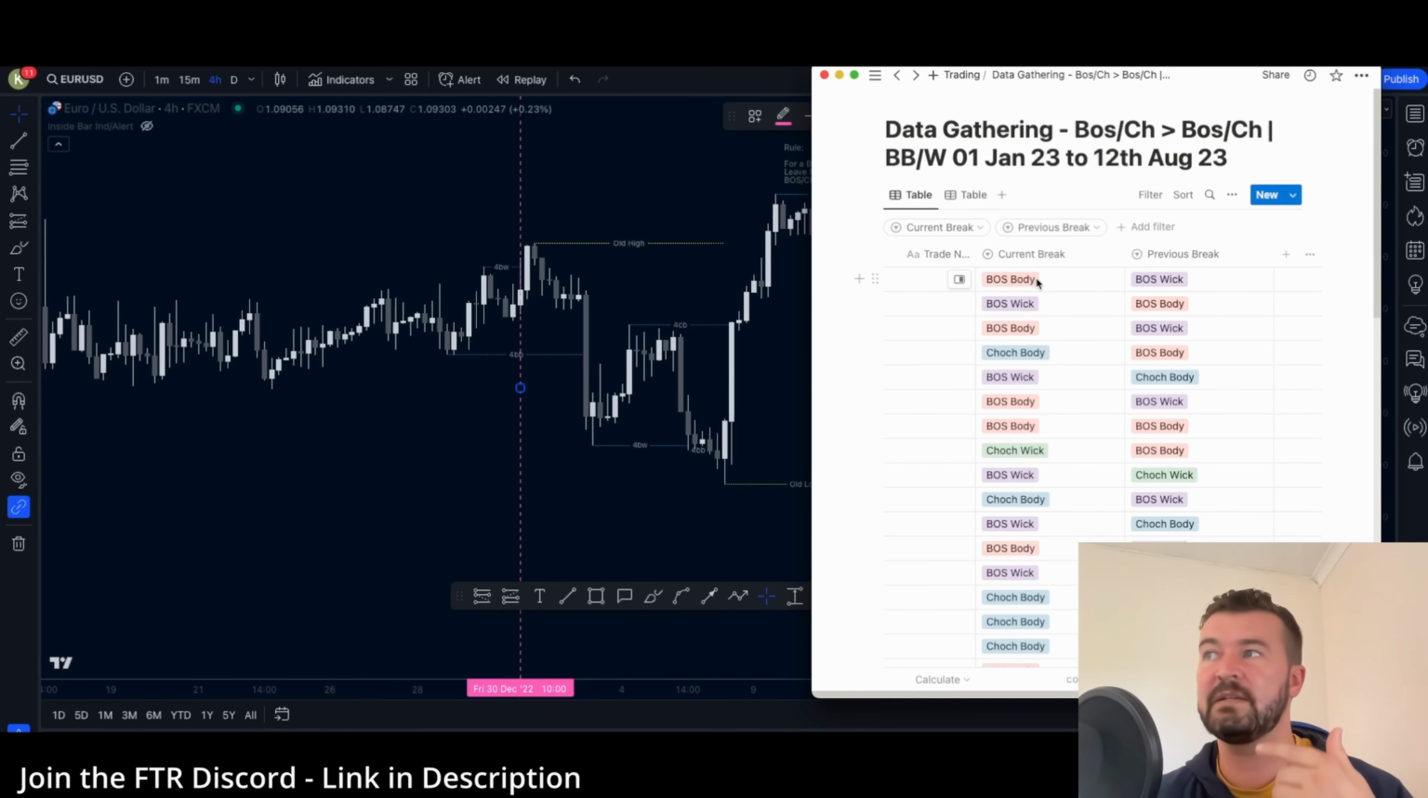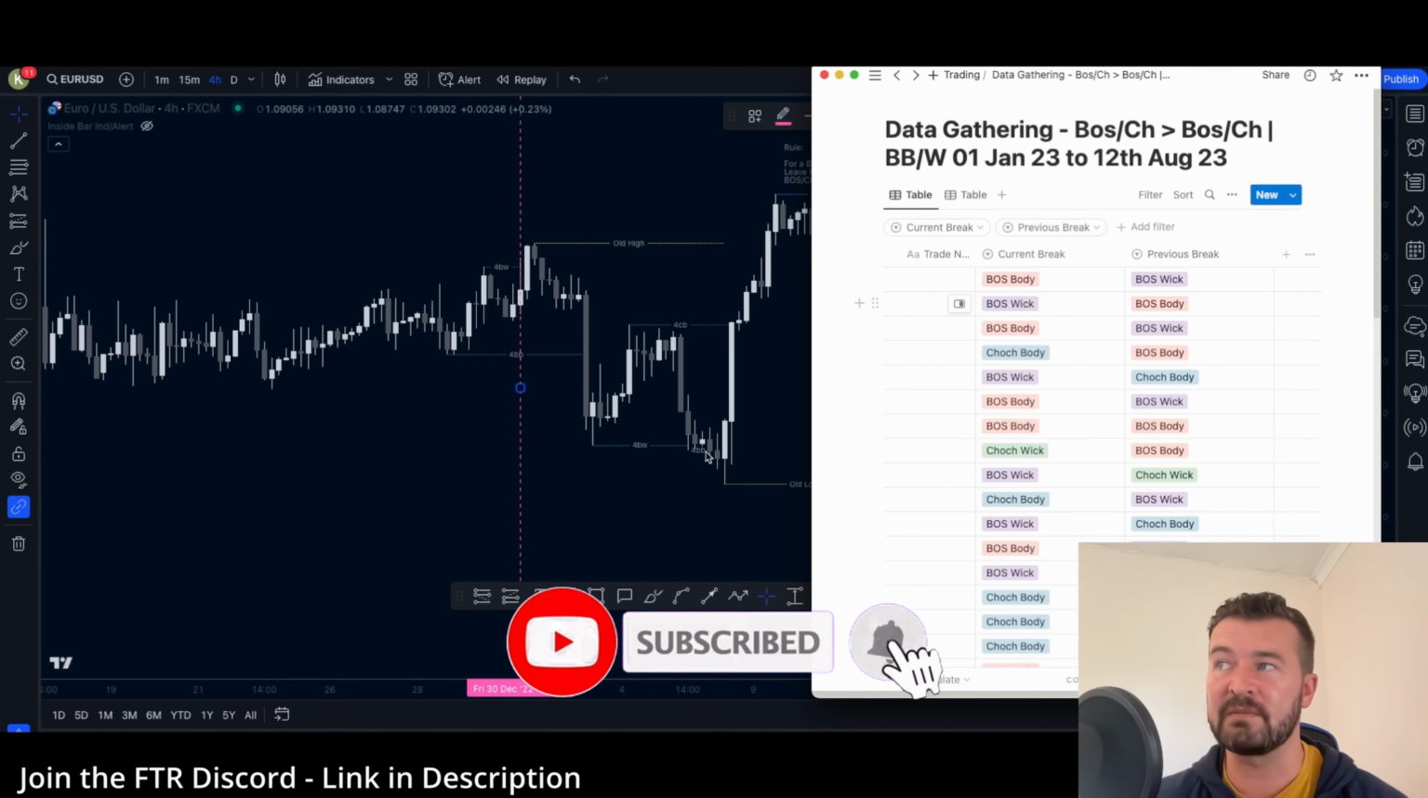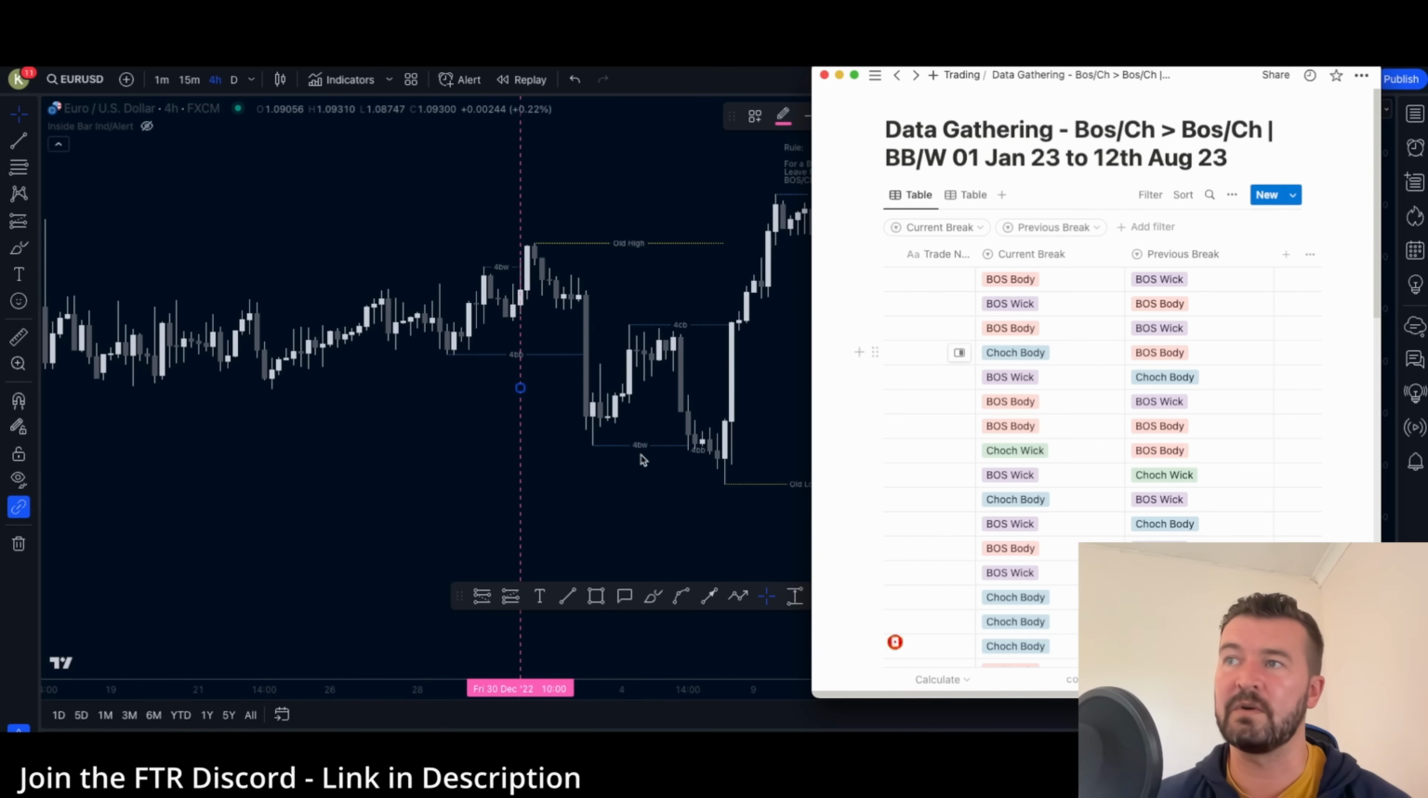There we go. So the BOS body break, I actually started off here. So the BOS body break was there, and the previous break was the wick break. Then the next one would be moved to here, which is BOS wick, which is recorded there. Obviously, the previous break was the BOS body. And then the next one is a BOS body. Therefore, the previous break was the BOS wick, and so on and so forth. So it's really quite simple.